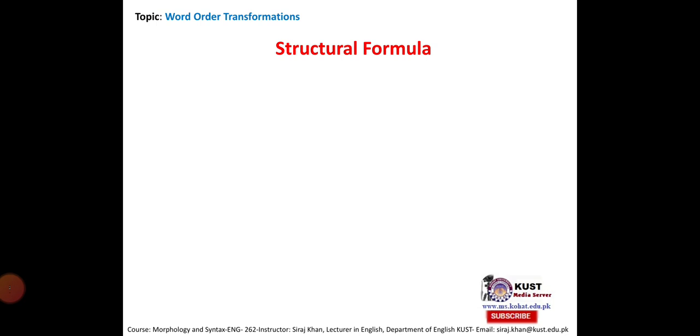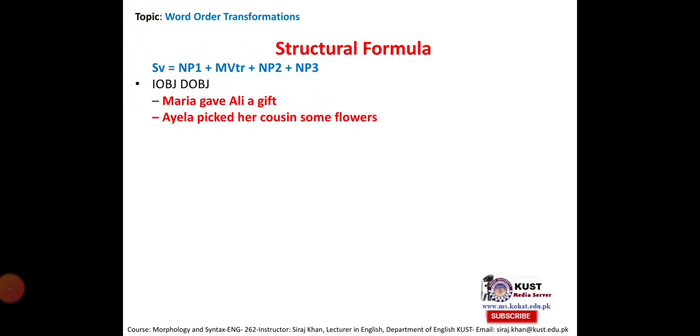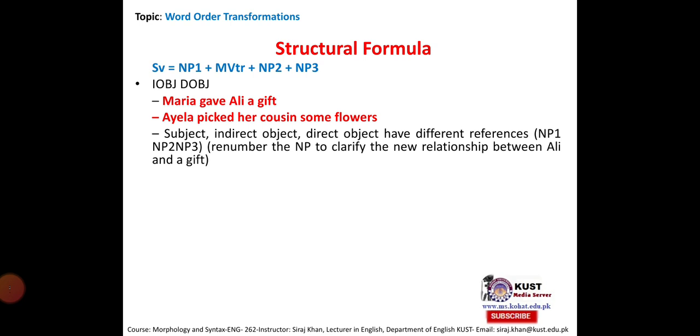The structural formula for an indirect object sentence pattern is noun phrase 1 plus main verb transitive plus noun phrase 2 and noun phrase 3. Maria gave Ali a gift. Ayla picked her cousin some flowers. So subject, indirect object, and direct object have different references here: noun phrase 1, noun phrase 2, noun phrase 3. Remember the noun phrase in the pattern clarifies the new relationship between Ali and a gift.